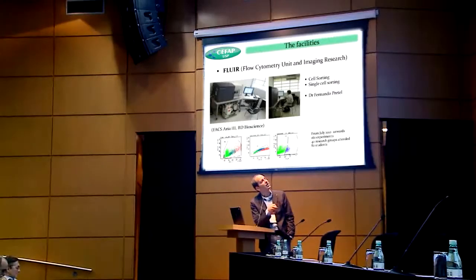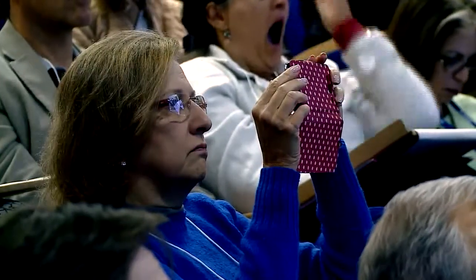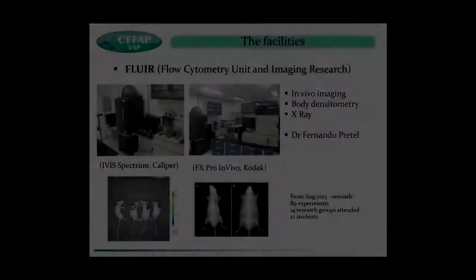The first one is Fluid, our image core facility. We have our FACS sorting machine. This is run by Fernando Pretel. He's also here. We can do cell sorting and single cell sorting. This is a very useful machine for cell biologists, and it was the first one that our institute received. So it was the first core facility that was open for the whole community. It has been used from July 2012 until now, for over 150 experiments for more than 40 research groups.